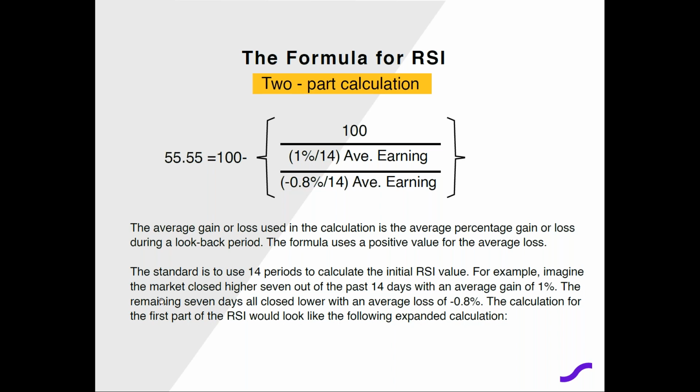So for example, imagine the market closed higher 7 out of the 14 days with an average gain of 1%. The remaining 7 days all closed lower with an average loss of minus 0.8%.